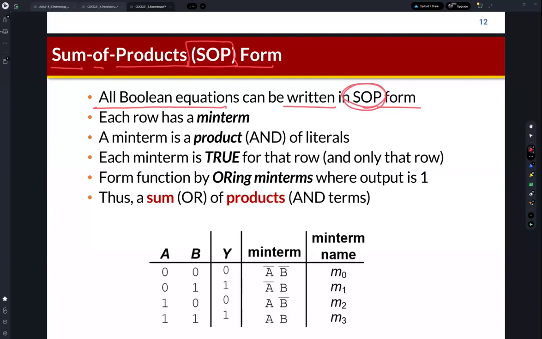So what is a sum of products form? What is a product? A product is AB or BC or CA like this. These are products of literals, right? And then these products are summed. So this is the sum of products form.